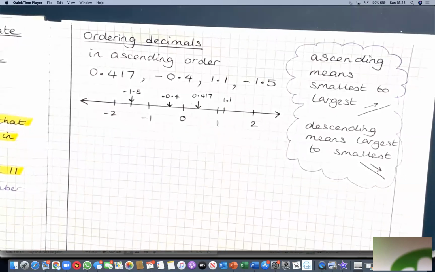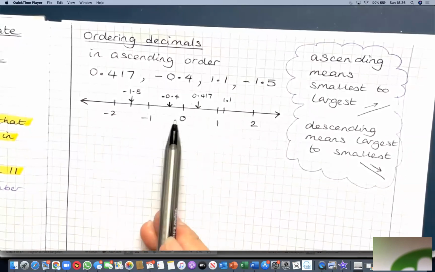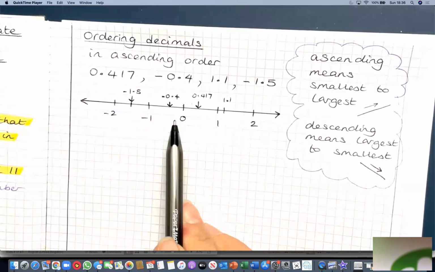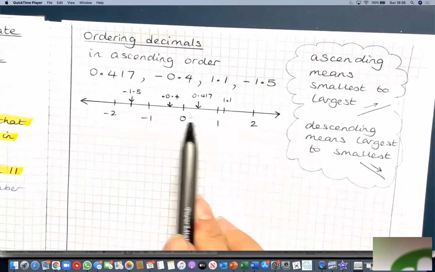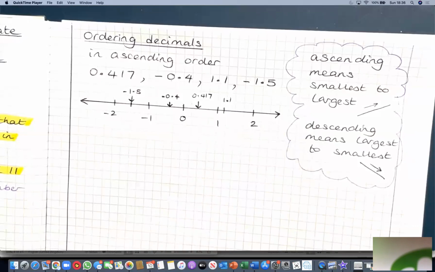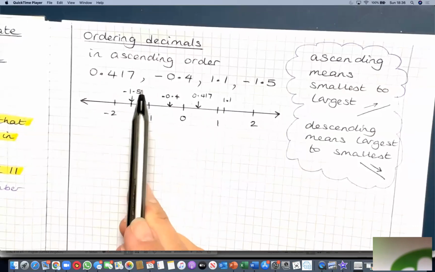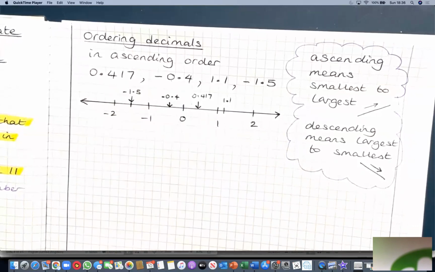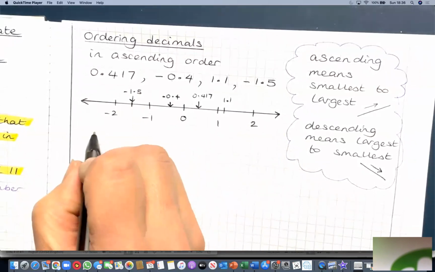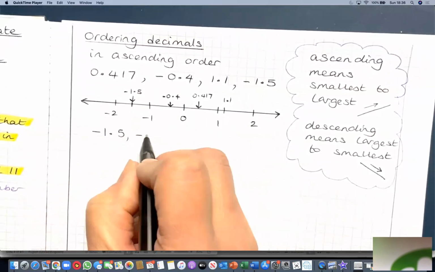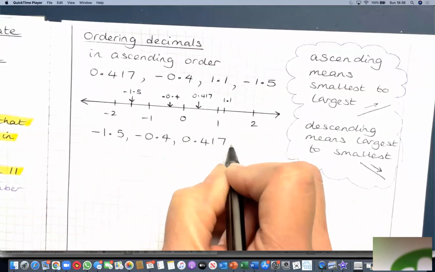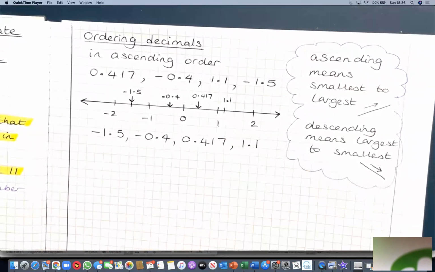The other advantage of using a number line is it really, really helps us with negative numbers. We know that the further away we are from 0 to the left, the smaller the number. The further away from 0 we are to the right, the greater the number. So that helps us see that negative 1.5 is smaller than negative 0.4. So now it's fairly straightforward to put them in order. I've got negative 1.5, negative 0.4, positive 0.417, and finally positive 1.1.